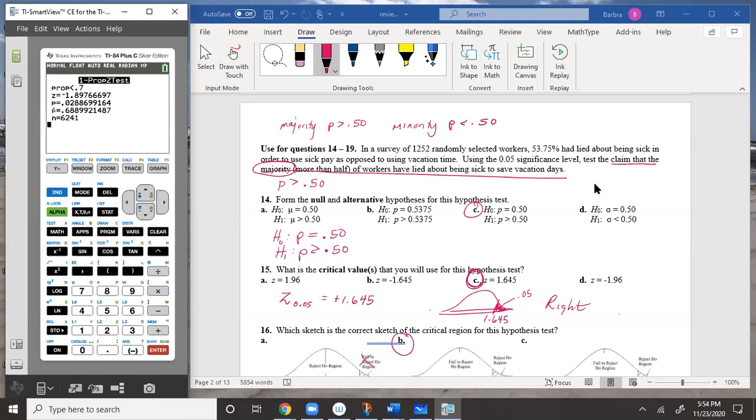All right. So we're gonna set up the null and the alternative based on what I just underlined, the claim in the sentence. All right, so we need, the claim is that the majority of workers have lied about being sick to save vacation days. All right, so majority, that's a proportion, and it's greater than 0.5. Okay, so that's the claim.